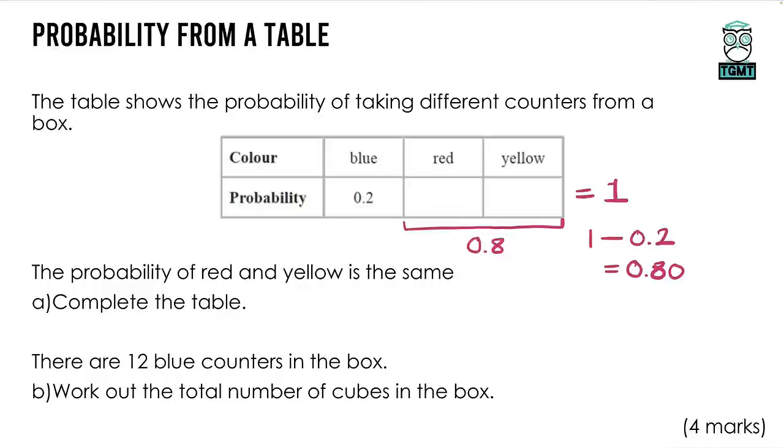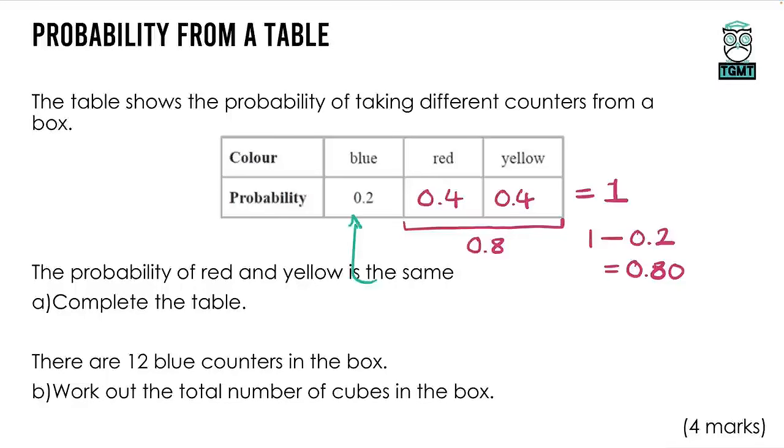Now that's a nice number to have to divide by 2, as they're both the same, they're both just going to be 0.4. However, just remember if it was something like 0.7, you might want to write that as 0.70, so that it's easier to divide by 2. But there we go, 0.4 for both of those. It now tells us that there are 12 blue counters in the box. Work out the total number of cubes in the box.